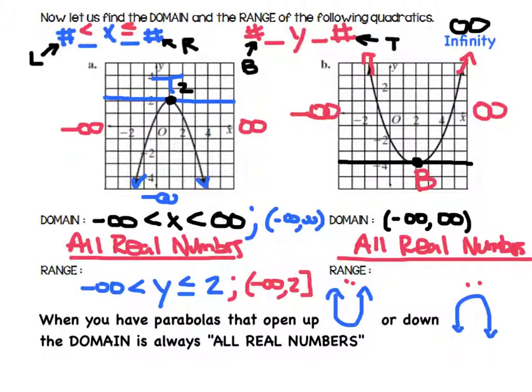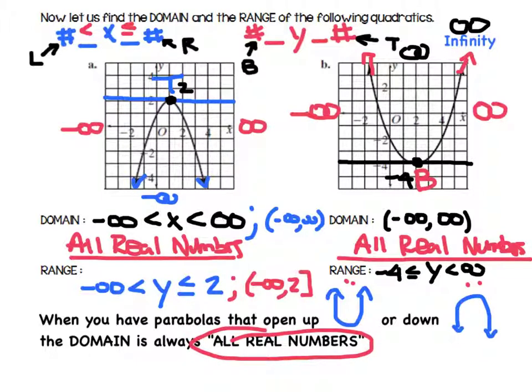Now to find the range. Range, remember, bottom to the top. The bottom does have a limit. And what is our bottom number here? Looks like it's negative 4. So negative 4 is less than or equal to y, which is less than. Does our parabola here ever stop going to the top? No, so it's going to positive infinity. So there is our range. When you have parabolas that open up or down, the domain is pretty much always going to be all real numbers. So there's a little shortcut if you remember this.